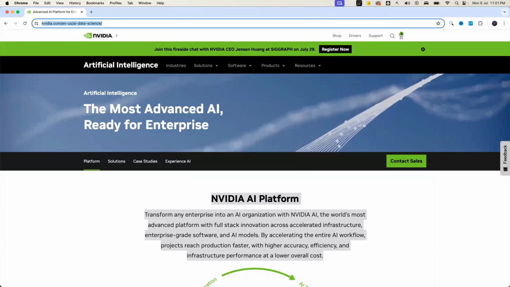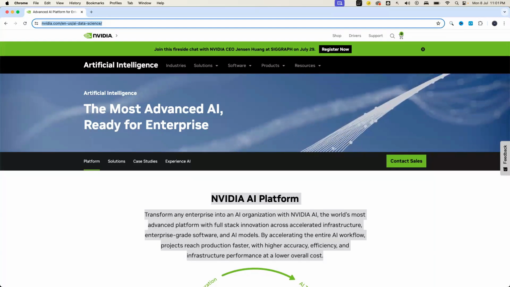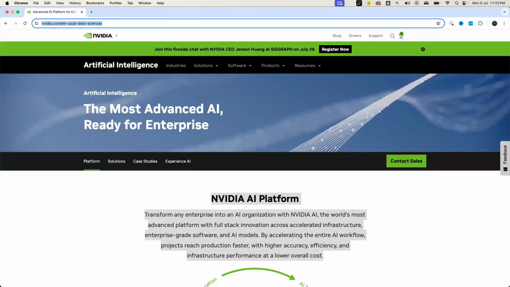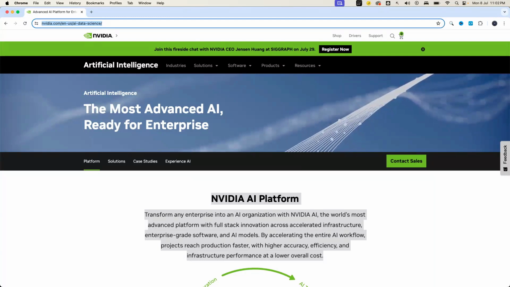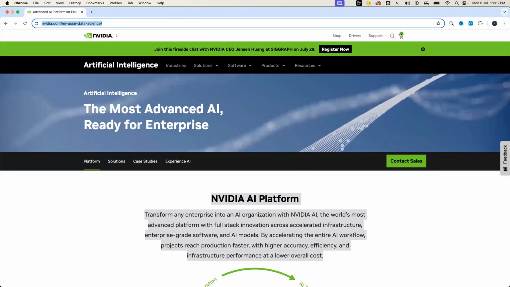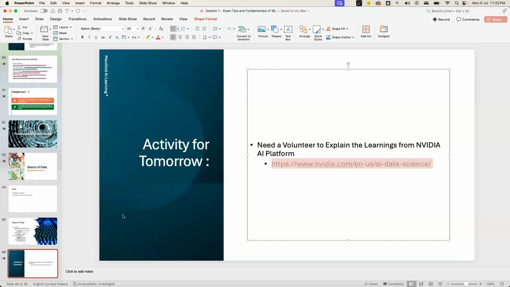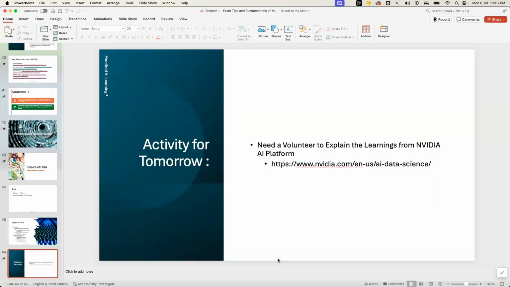So prepare it in a way so that you can share it. My recommendation is you can just create a text document or Word document, and once you have presented your learning, just share it in our WhatsApp group so that it will be a resource for others as well. Okay, so with this, we come to the end of today's session, guys.